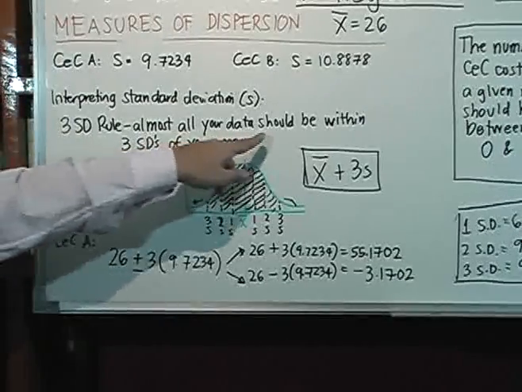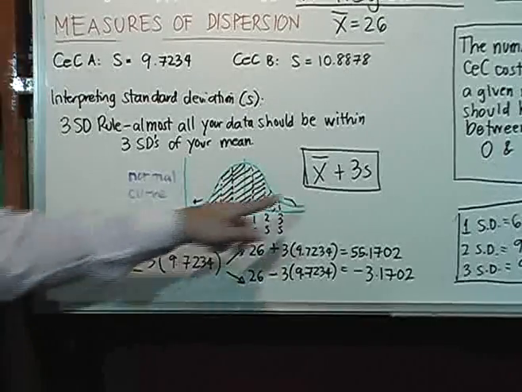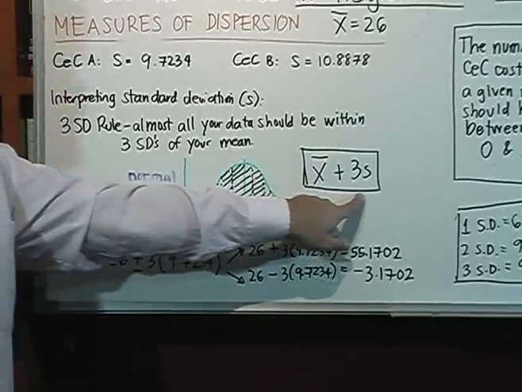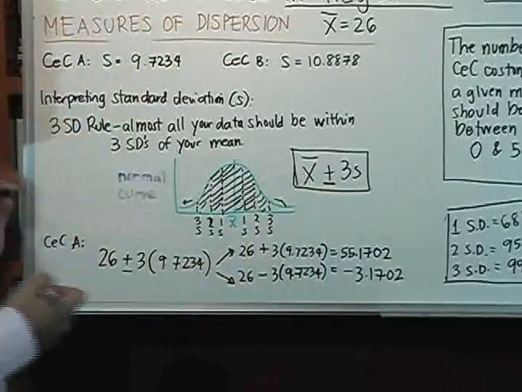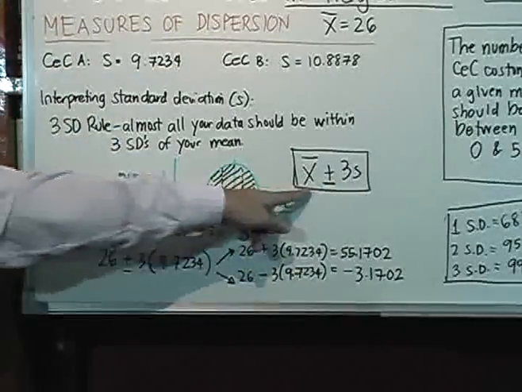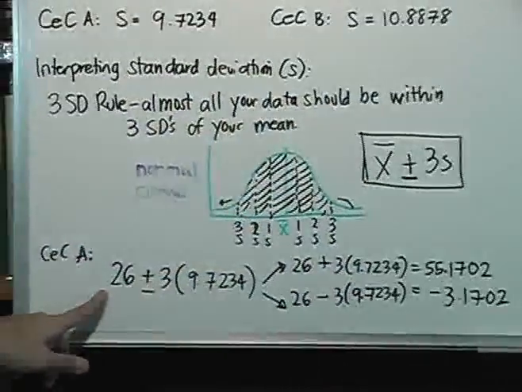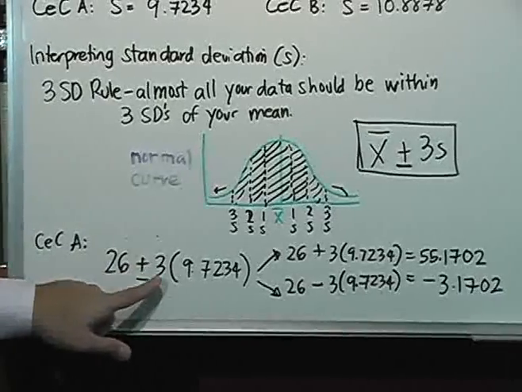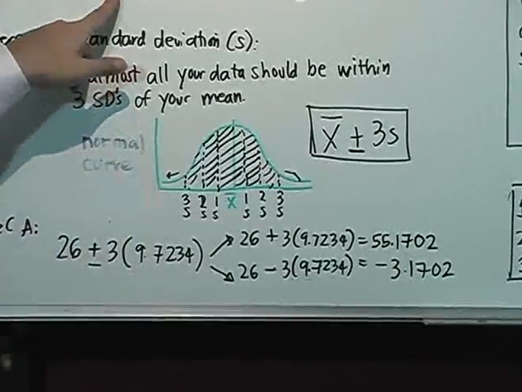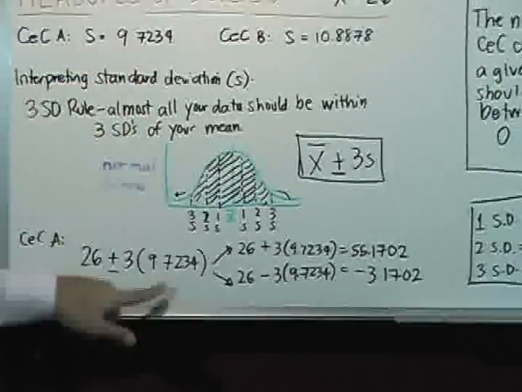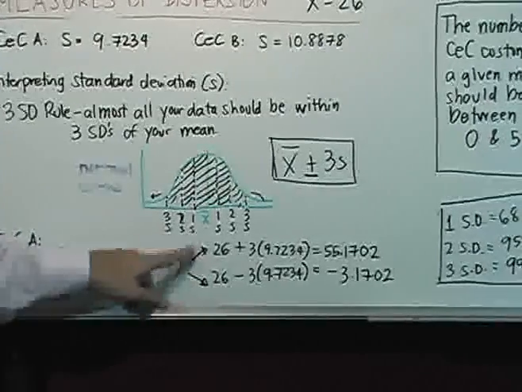It means that all your data should be within 3 standard deviations of your mean. If you express that as a formula, you will come up with something like this: the mean plus or minus 3 standard deviations. Substituting, our mean is 26, plus or minus 3 times your standard deviation. For CEC-A we got 9.7234. Because of the plus and minus, we have to do 2 computations.